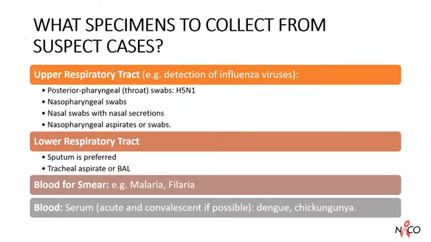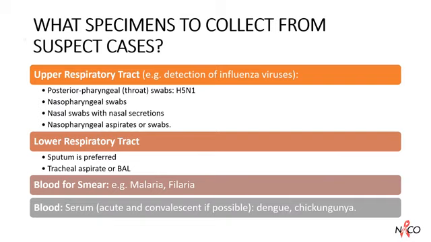What specimens to be collected from suspect cases varies from case to case as per the guidelines. For upper respiratory tract, example detection of influenza viruses, posterior pharyngeal or throat swabs are currently the highest yield upper respiratory tract specimen for detecting, example H5N1. Nasopharyngeal swabs, nasal swabs with nasal secretion from the anterior turbinate area or nasopharyngeal aspirate are also appropriate specimens. For lower respiratory tract involvement, sputum is the preferred sample. If the patient is intubated, take a tracheal aspirate or collect a sample during bronchoalveolar lavage.